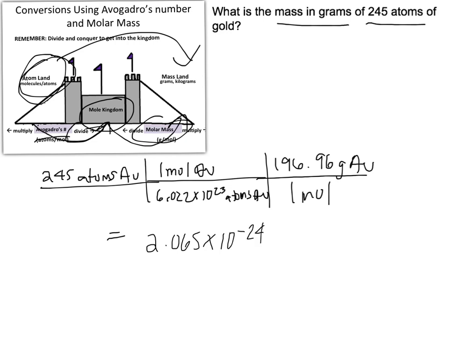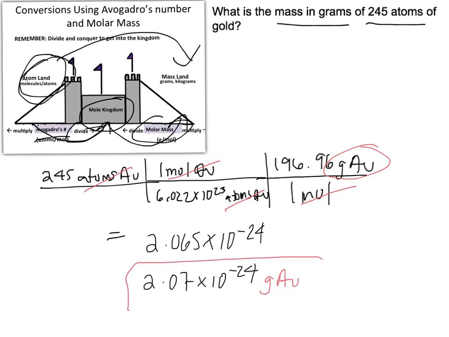Okay, now to the correct number of significant figures, which in this case is going to be 3, 2.07 times 10 to the negative 24th. Okay, and doing a dimensional analysis, atoms of AU and atoms of AU cancel, moles of AU and moles of AU cancel, so grams of AU is what's left. So our final answer is 2.07 times 10 to the negative 24th grams of gold.